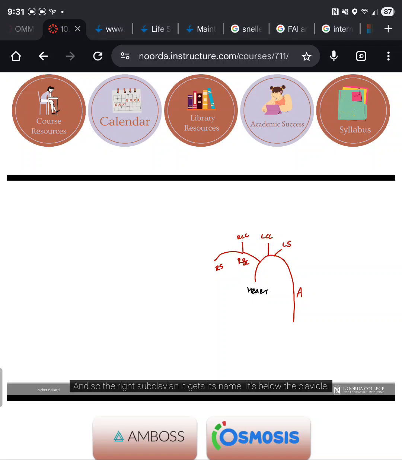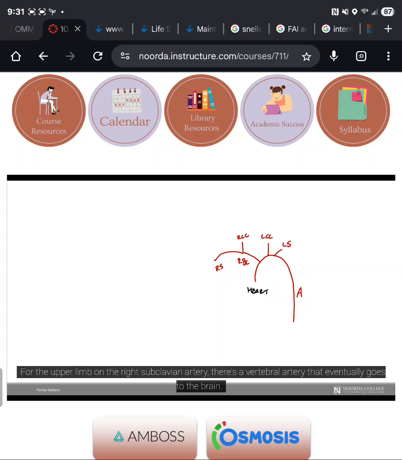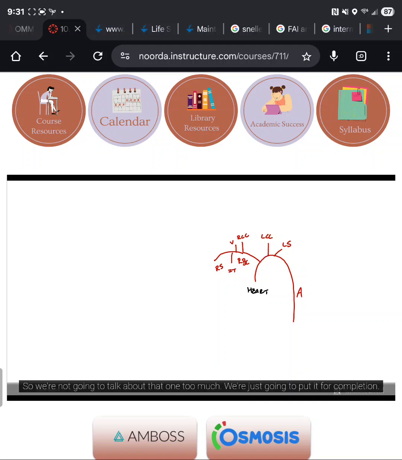And so the right subclavian gets its name because it's below the clavicle. And this is going to have some important branches that we want to talk about for the upper limb. On the right subclavian artery, there's a vertebral artery that eventually goes to the brain. We're going to skip that one for now. There's an internal thoracic, which is supplying the anterior chest. So we're not going to talk about that one too much. We're just going to put it for completion.